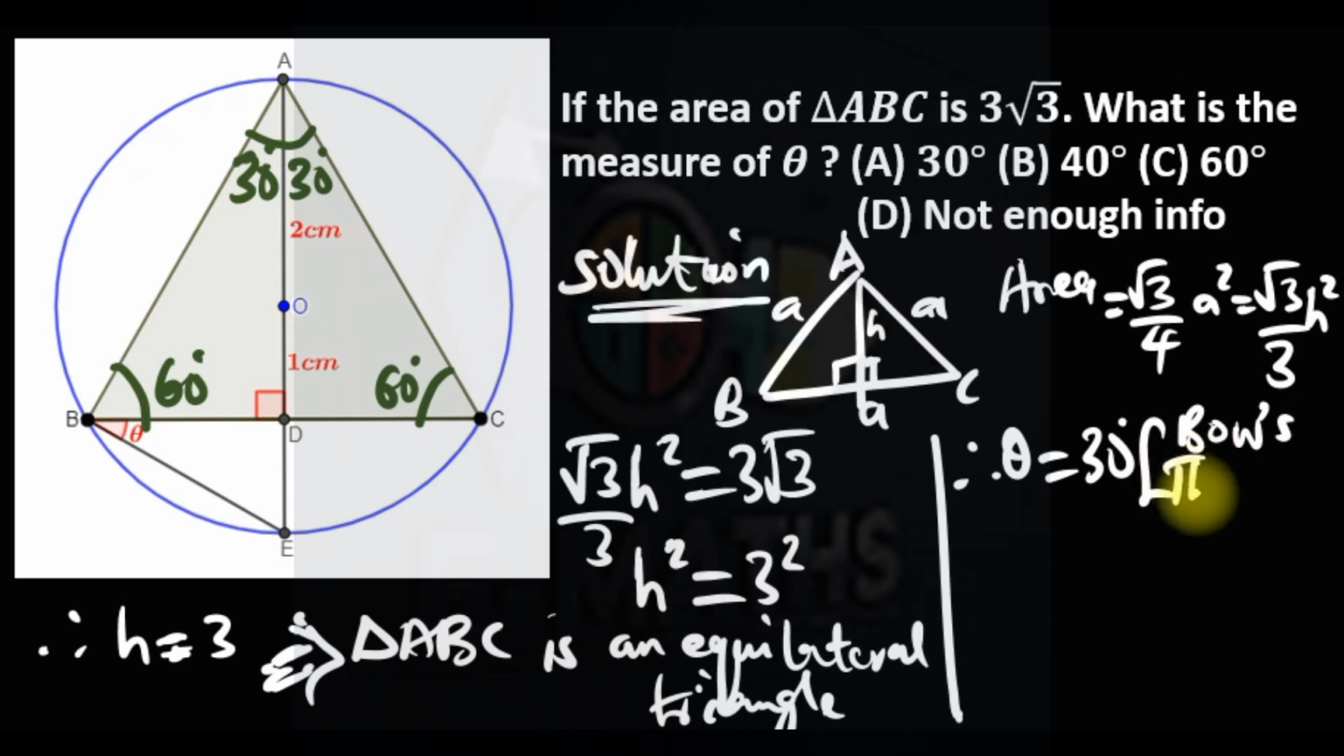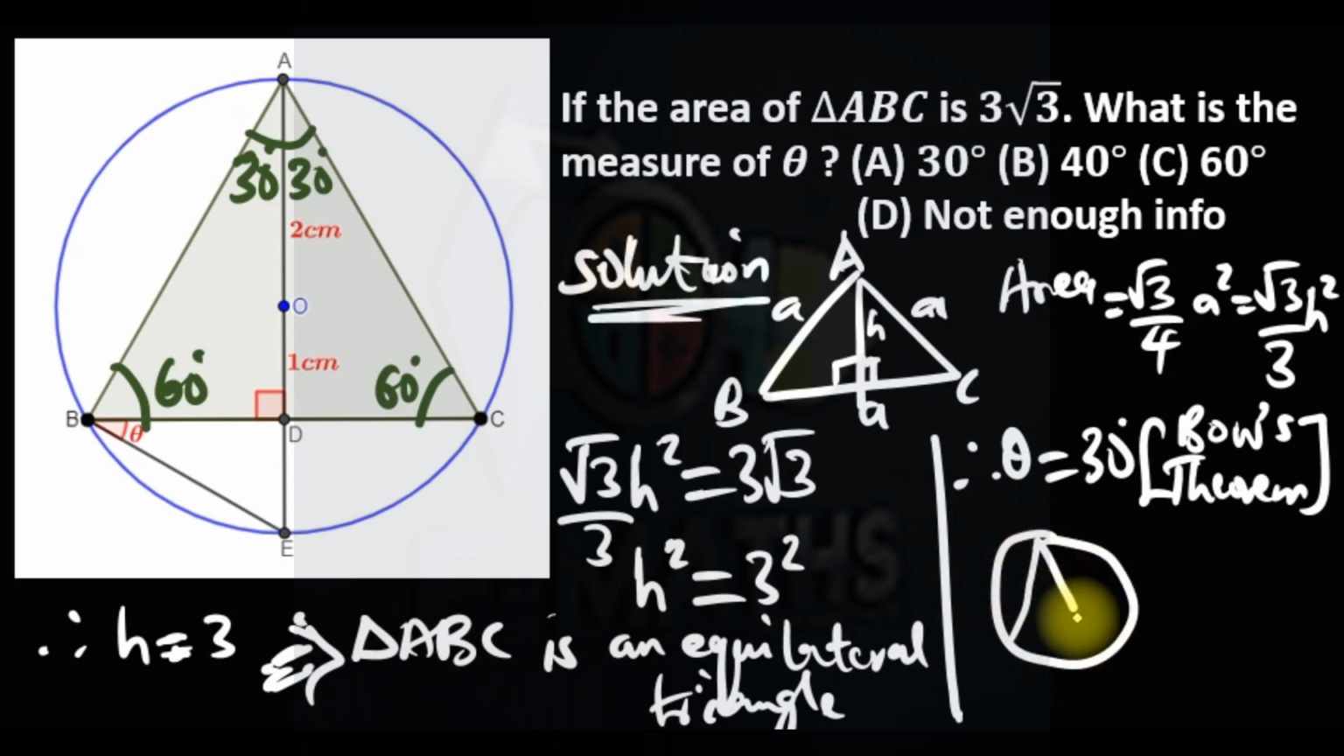The Bose theorem is just a theorem in circles: if you have a circle, we call this an intercepted arc. Maybe if you have A, B, C, this BC is called an intercepted arc. If you have two inscribed angles, this is called an inscribed angle, with the same intercepted arc, the angles are equal. So if here is x, here is also x. So that's how theta is 30 degrees by the Bose theorem.